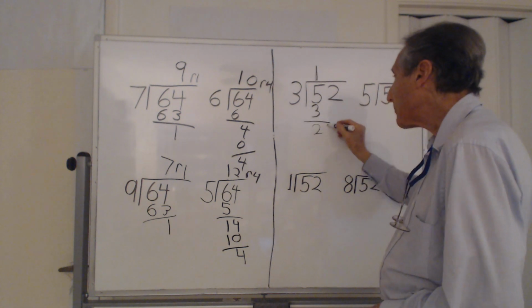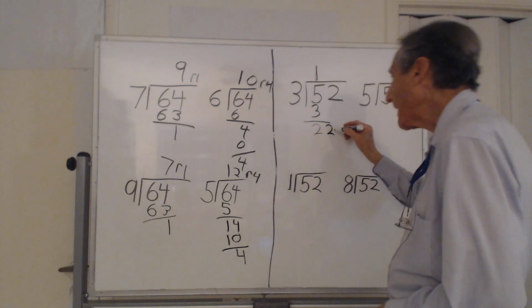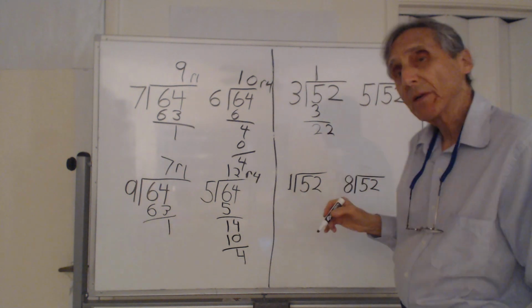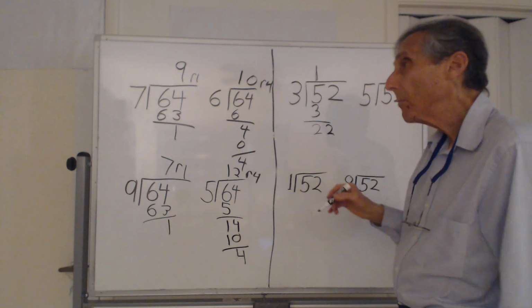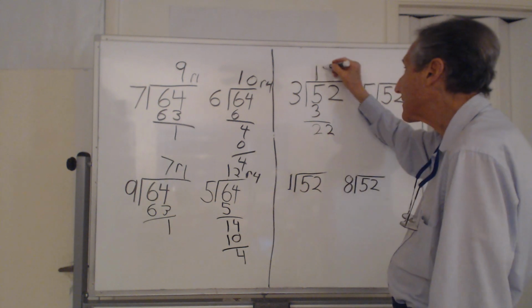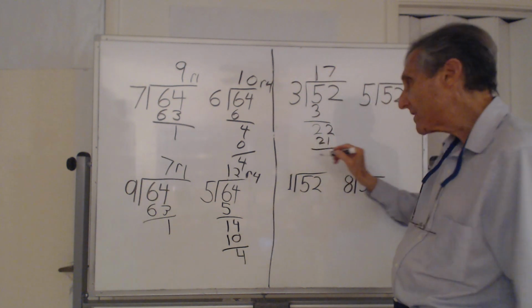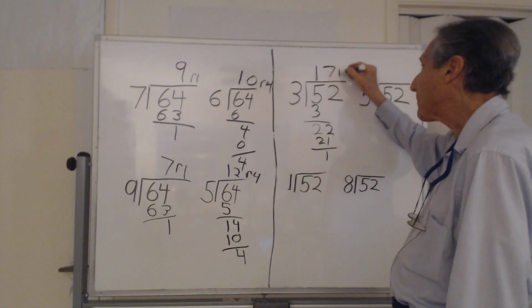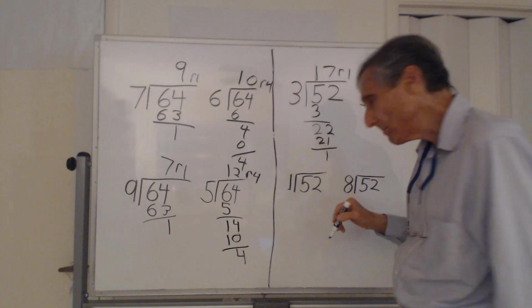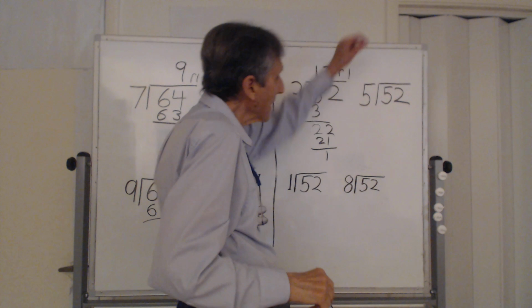Subtract, bring down, 3 divided into 22. Well, how many 3s are in 22? Multiplication fact, 7. 7 times 3 is 21. We subtract, we get a remainder of 1. Okay? Now let's do this one.